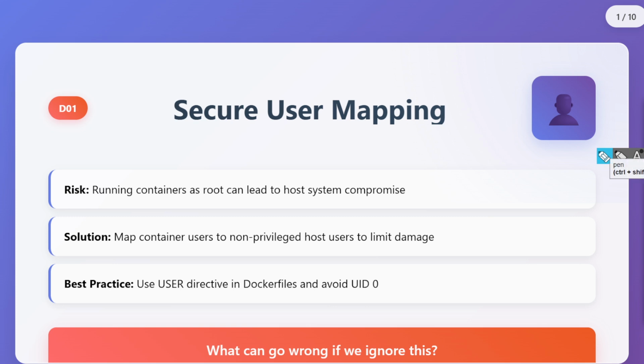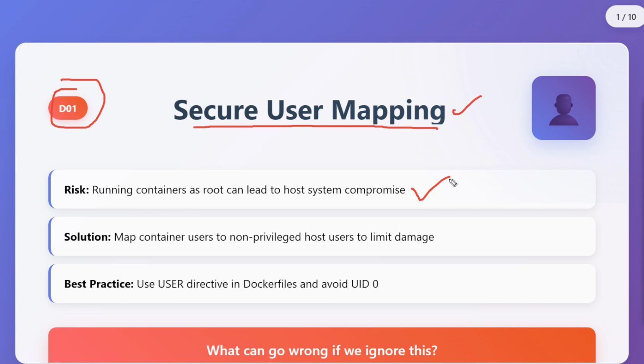Okay, so first thing was D01, of the Docker OWASP top 10, and the name of the vulnerability was secure user mapping. The risk associated with this vulnerability was that running containers as root can lead to a host system compromise. What exactly was this risk?